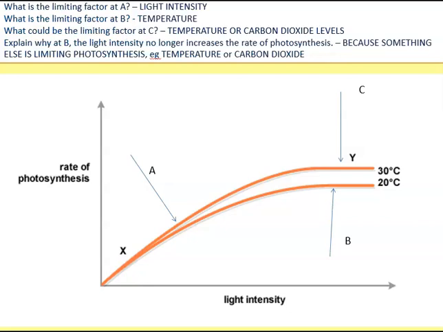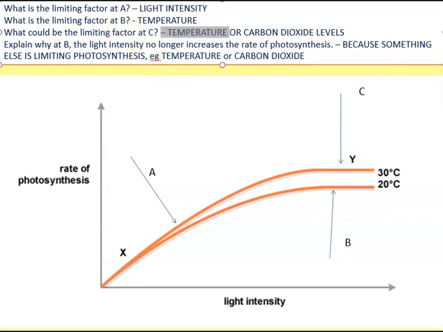Okay, so at A, what is the limiting factor? That is the light intensity. We can see that because if you increase the light intensity, the rate of photosynthesis goes up. What is the limiting factor at B? So at B, we've got loads of light, but we've got a cooler temperature. So that would be temperature.